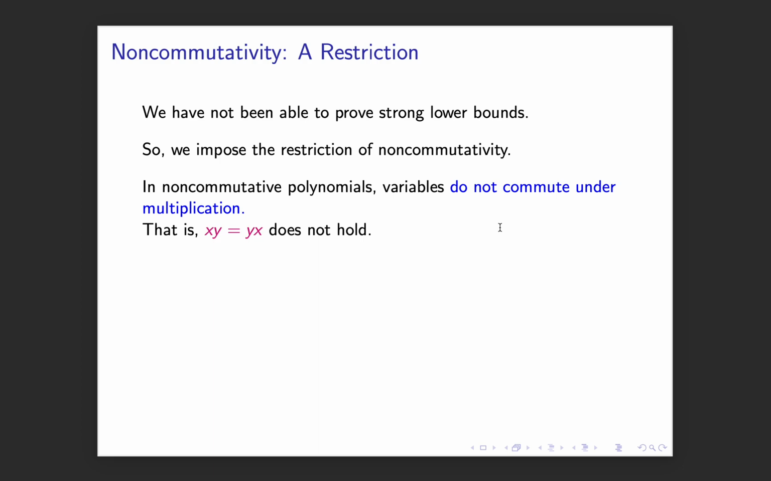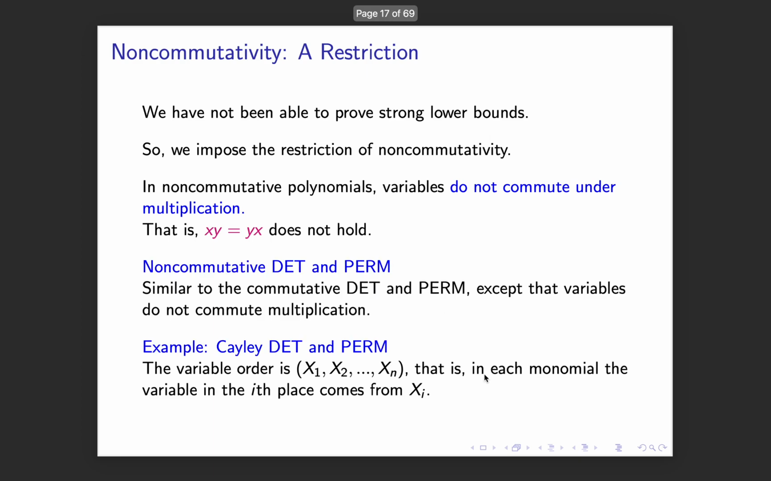In non-commutative polynomials, variables do not commute under multiplication. That is, the identity xy equal to yx does not hold. The non-commutative determinant and permanent are defined very similarly to the commutative determinant and permanent. The only difference here is that the variables do not commute under multiplication. A specific type of non-commutative determinant and permanent is called the Cayley determinant and permanent. Here the variable order is x1 followed by x2 followed by x3, so on up to xn. That is, in each monomial, the variable in the ith place comes from capital X_i.